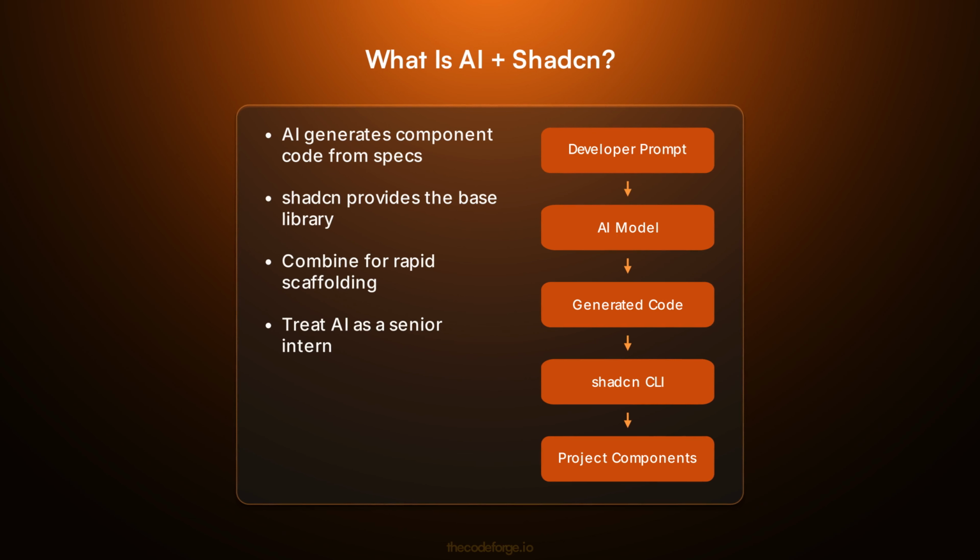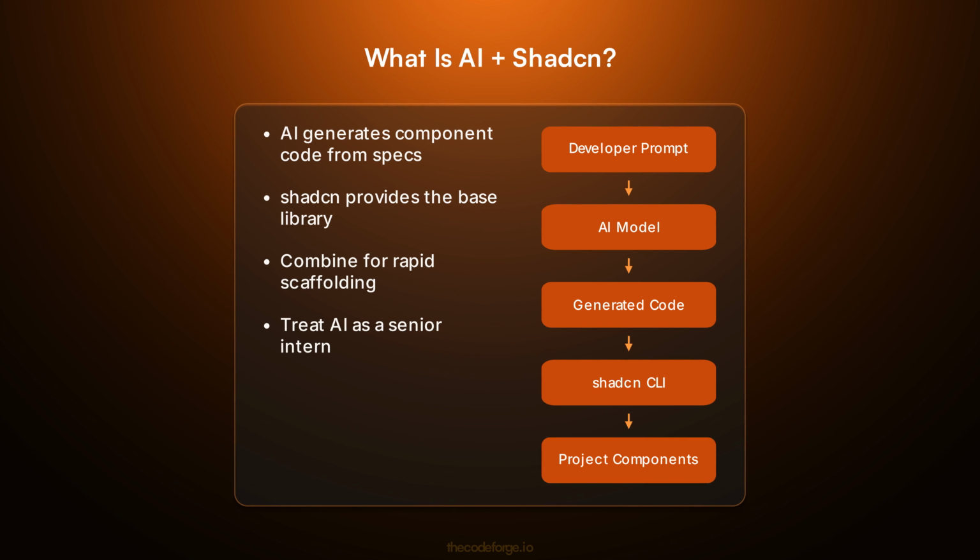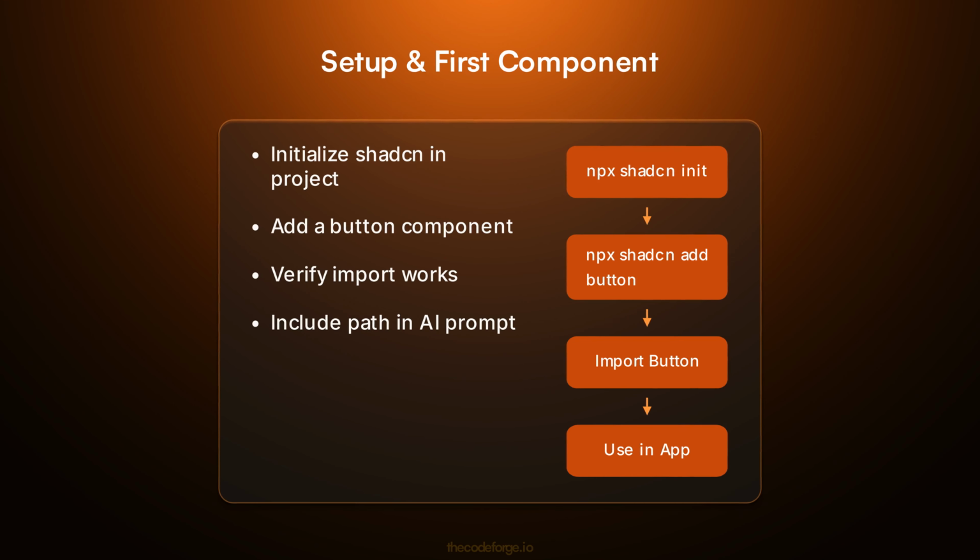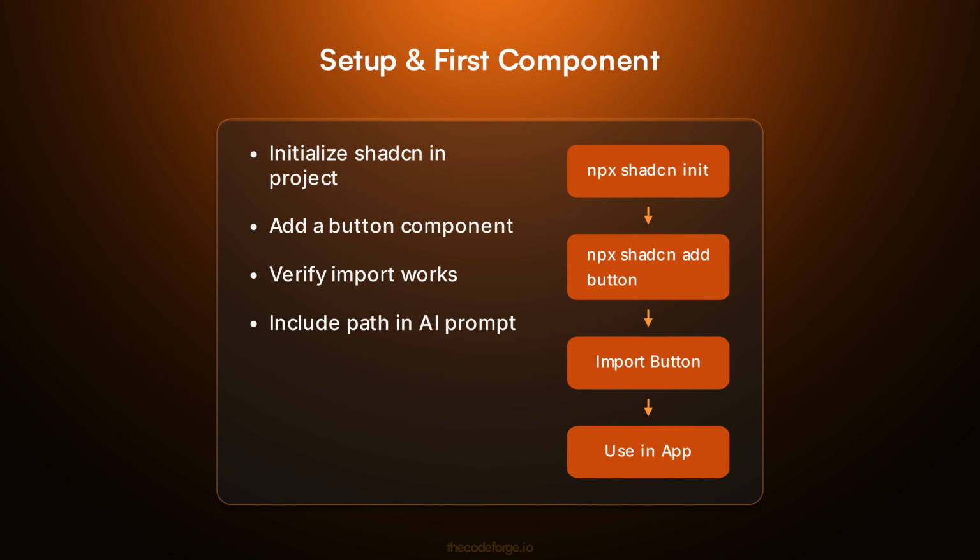AI-assisted Shadcn generation is a workflow where you describe a component in plain English, and an AI model outputs production-ready code that uses Shadcn/UI conventions. You then install dependencies with the Shadcn CLI. Think of Shadcn components as Lego bricks and AI as a machine that reads your blueprint and spits out the exact bricks you need. First, initialize Shadcn in your project with npx shadcn-ui@latest init.